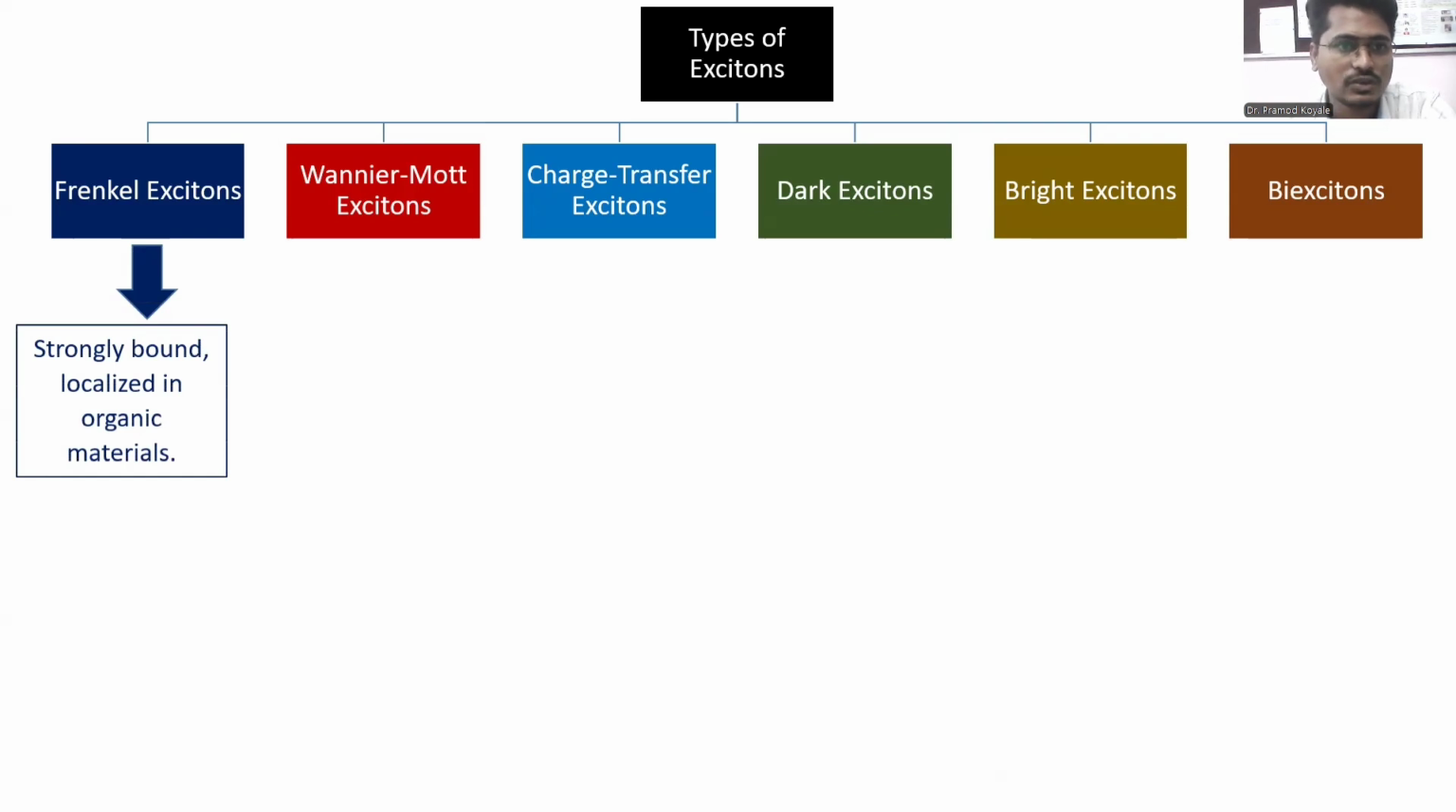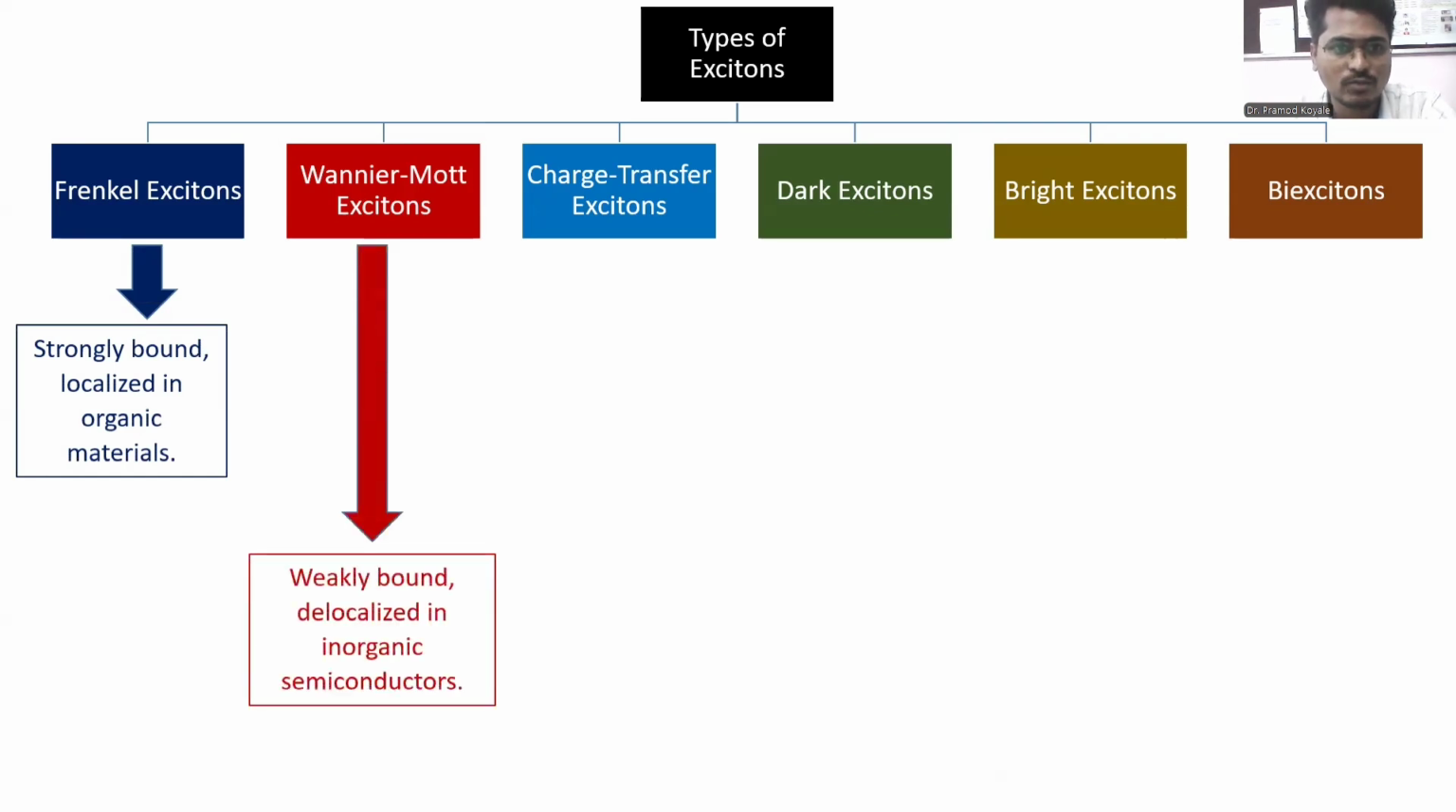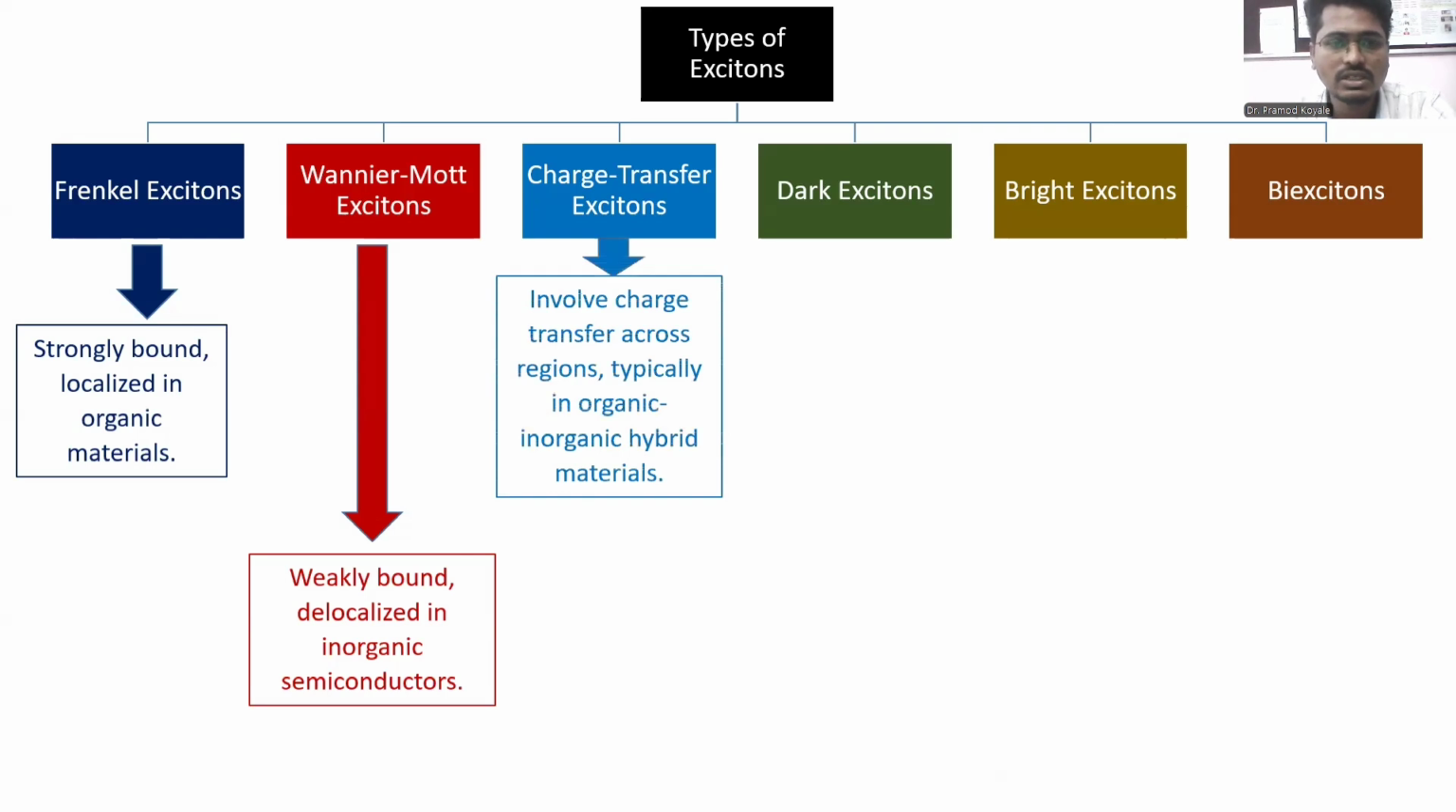Okay. In the case of another exciton, that is Wannier-Mott excitons, electrons and holes are weakly bonded with each other, which is mostly found in inorganic semiconductors. The third one, that is charge transfer excitons, involves the charge transfer across the region, and typically it is found in hybrid samples, that is organic plus inorganic hybrid materials.